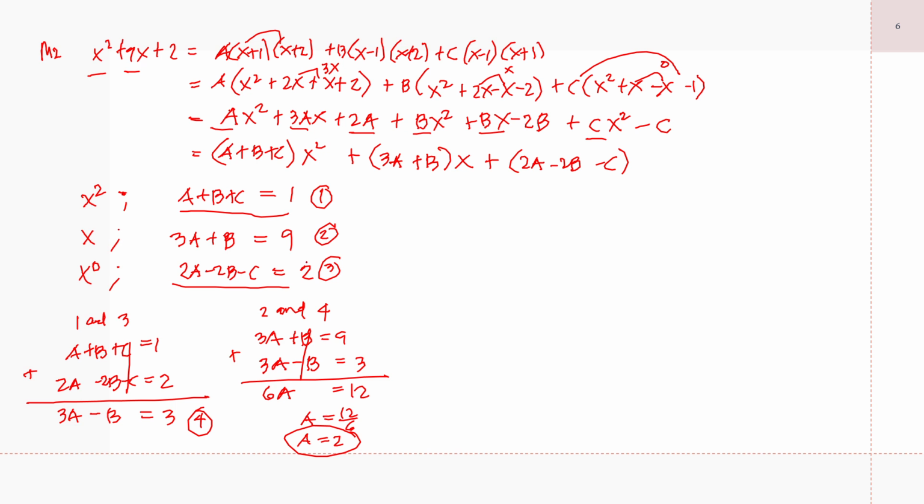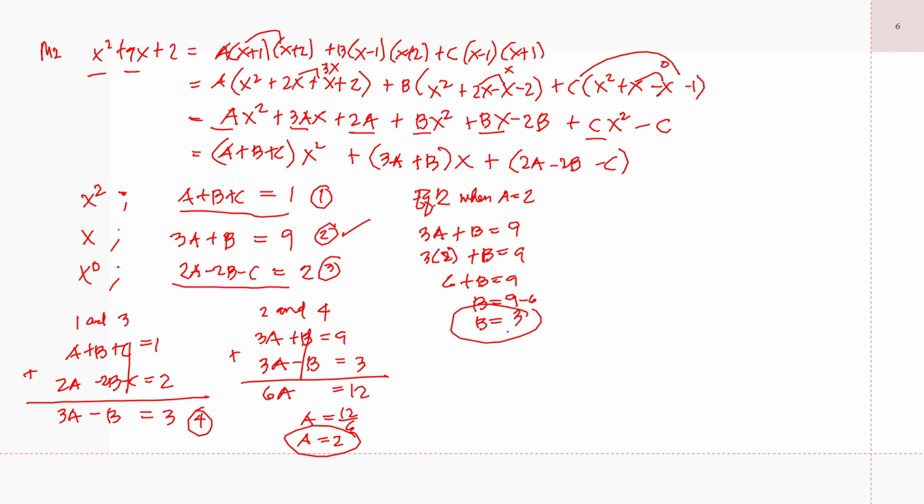After which, we have the value for A, so we need to find B by using equation 2, when A is equal to 2. So 3A plus B is equal to 9. So 3 times 2 plus B is equal to 9. So 6 plus B is equal to 9. B is equal to 9 minus 6, that is B is equal to 3.